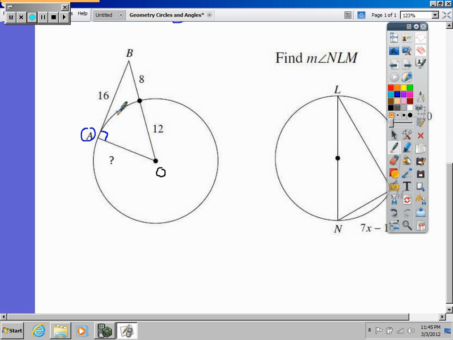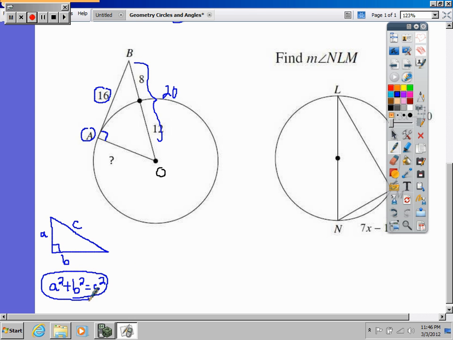I want to find the radius. Well, I know that this leg is 16, and 8 and 12 add up to be 20. So what I have really then is a right triangle, and on the right triangle we can use the Pythagorean theorem, where we have A, B, and C. So A squared plus B squared is going to be equal to C squared. What I'm missing is either the side A or side B. I know the hypotenuse has to be 20 because that's across from the right angle. So I'll just say this is x.